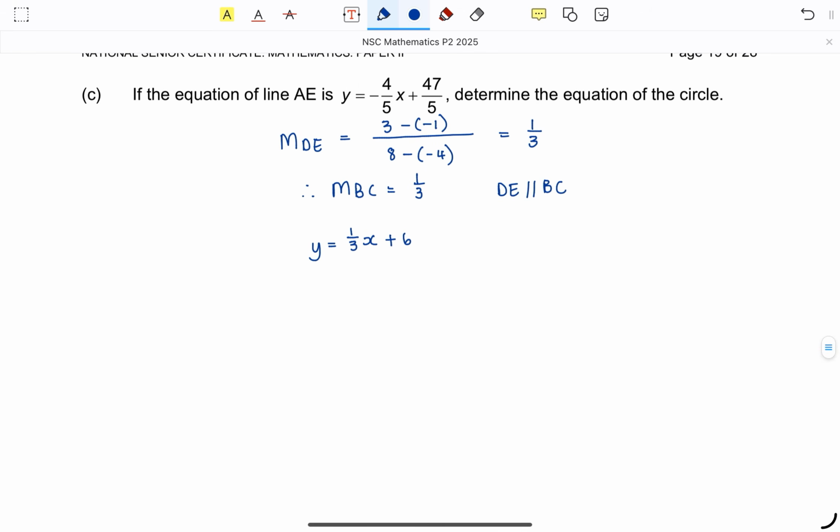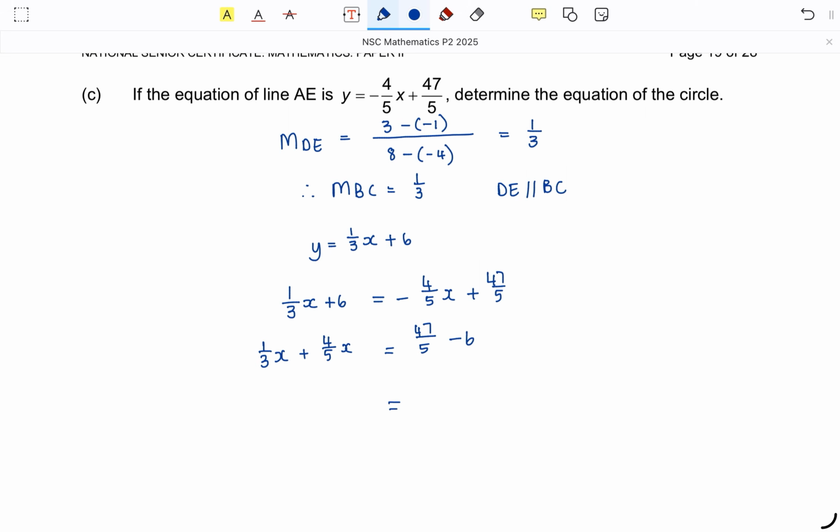So we're going to say a third x plus 6 equals the given equation. We're going to take all the x's to the one side, and we're going to have all the whole numbers on the other side. Then we can simplify. So this gives us 17 over 15x, and on the other side, we've got 17 over 5. And then if we divide this fraction away to the right-hand side, we're going to get x equals 3.